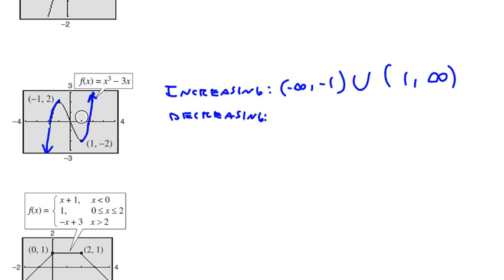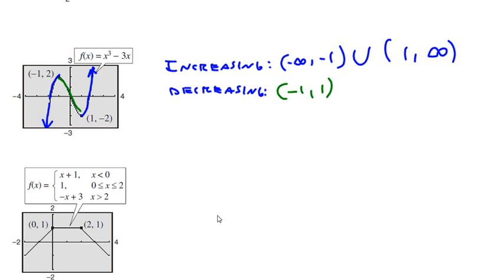Erase that little guy right there. All right, and then it's going to be decreasing. Check this out. It decreases from negative 1 to 1. So it's going to decrease from negative 1 to 1. Again, notice that we don't use any brackets. They're always going to be using parentheses.